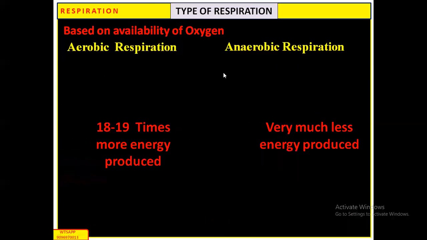And what about the energy availability? During aerobic respiration, when the sugar molecule is broken down, it produces 38 ATPs. During anaerobic respiration, when glucose is broken down, it produces 2 ATPs. If we compare these energetics, then 18 to 19 times more energy is produced in aerobic respiration than anaerobic respiration. And the ratio of their energy is 18:1 or 19:1.